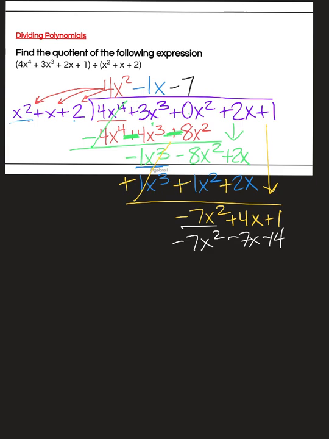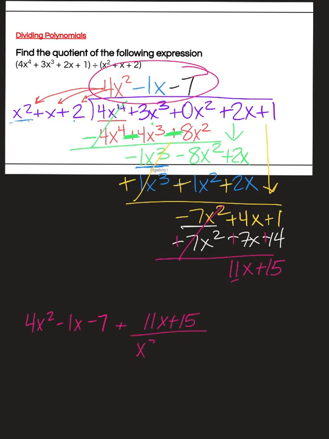Then, to represent subtraction, let's do pink. To represent subtraction, I'm going to change each of my signs. So plus, plus, plus. Negative 7x squared plus 7x squared cancels. 4x plus 7x is 11x. And 1 plus 14 is plus 15. So 11x plus 15 is my remainder. So then what would my solution be? 4x squared minus 1x minus 7, which comes from here, plus 11x plus 15, which is my remainder, over x squared plus x plus 2. So this would be my solution. We're going to do a couple more before we just say, whew, yeah, we got it.